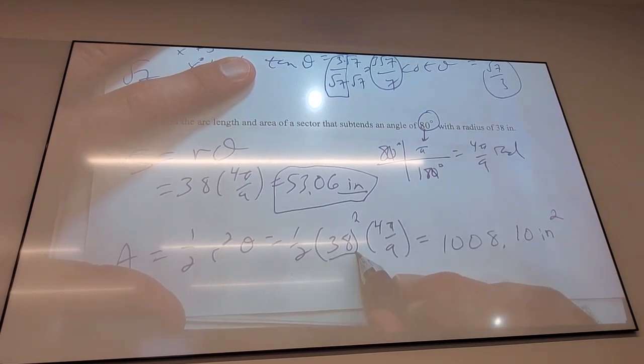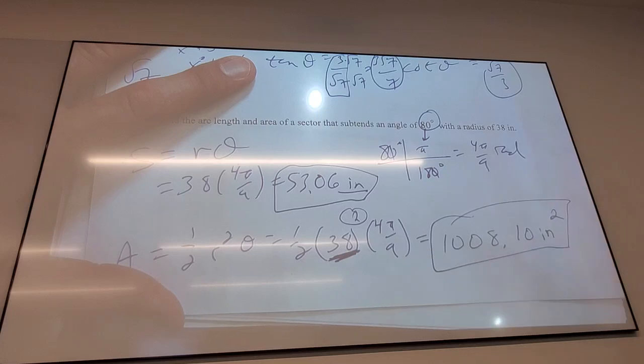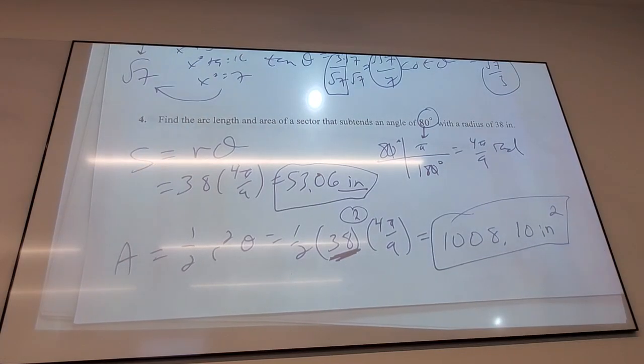Also, what am I squaring right here? 38 what? Oh, inches. So of course it's inches squared, because I square the inches. But also just because it's area. So it better be inches squared.